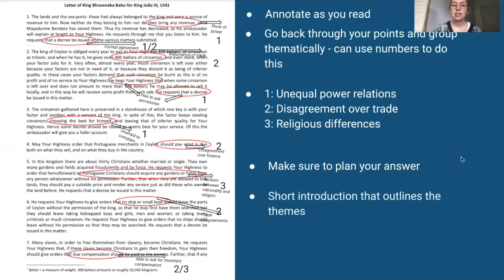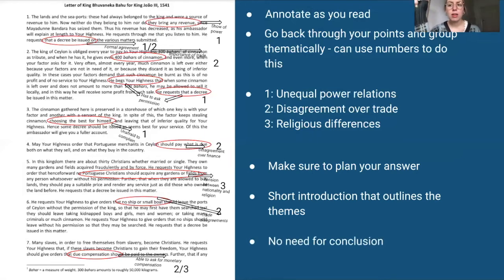Just because this is a source analysis rather than a traditional argument-crafted essay doesn't mean that you don't need an introduction. So you need an introduction to set up what exactly it is you're going to do in your response and the themes that you're going to be looking at. There is, however, no need for a conclusion.